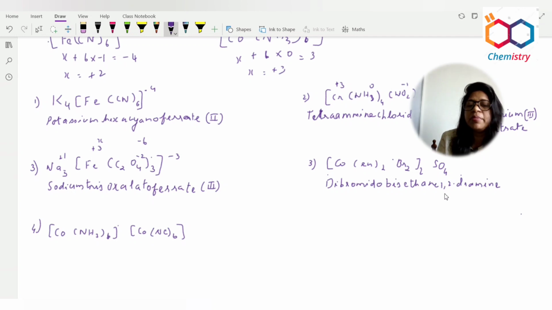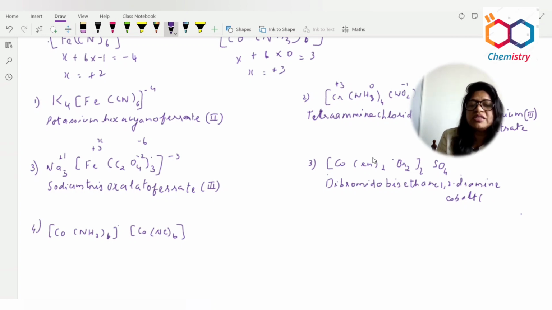That amine has only one M. Ethane-1,2-diamine. Now it is a positive coordination entity, so we can write cobalt. Here no space is there, that is why I am writing it down. You have to write continuously without any space. All alphabets you should write continuously.